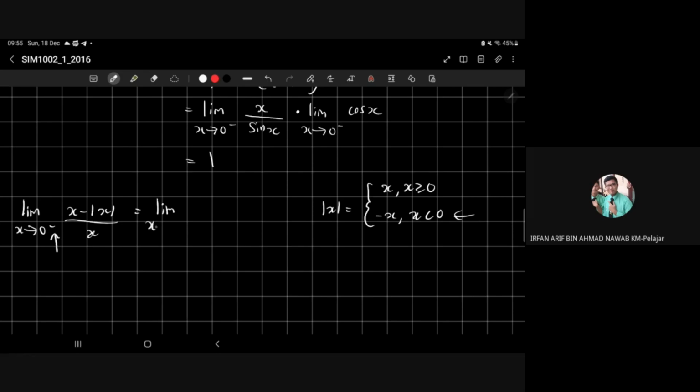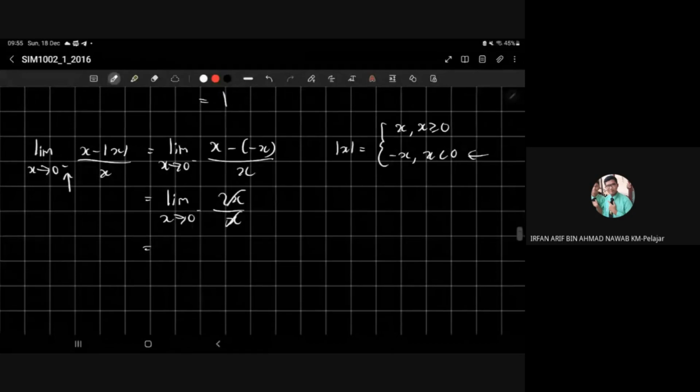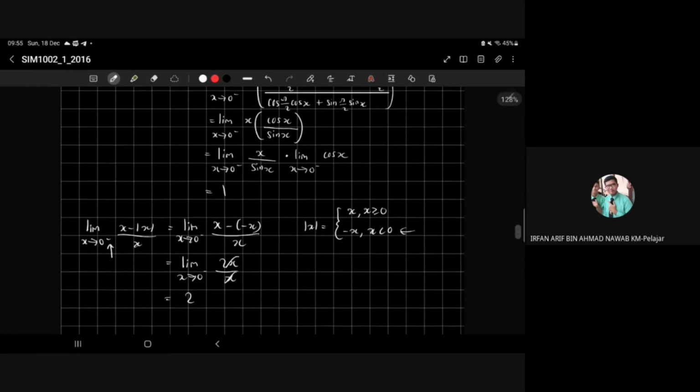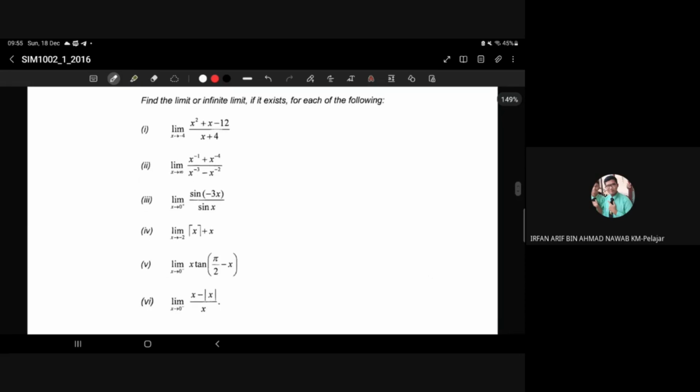So limit as x approaches 0 from the left, x minus negative of x over x, then this should be 2x over x, and finally we can simplify this to become 2. And we know that the limit as x approaches c of a constant a is a as well. Nothing changed. So finally, the answer should be 2. Okay, so that is the past year questions for limits. I haven't gone through all of them, I've only gone through 2016. I don't know the recent syllabus, but this is very useful if you want to see how strong your knowledge of limits is.